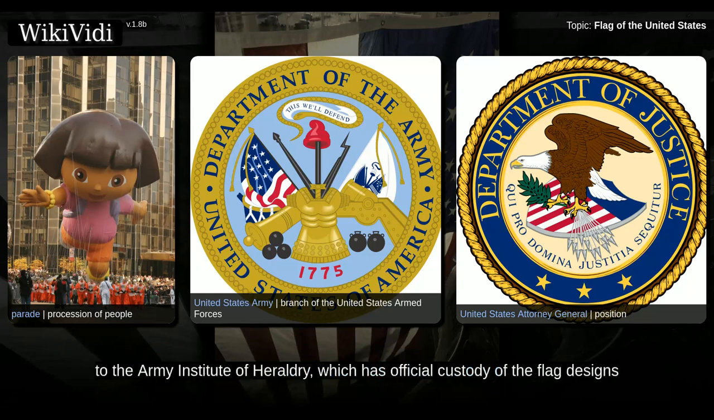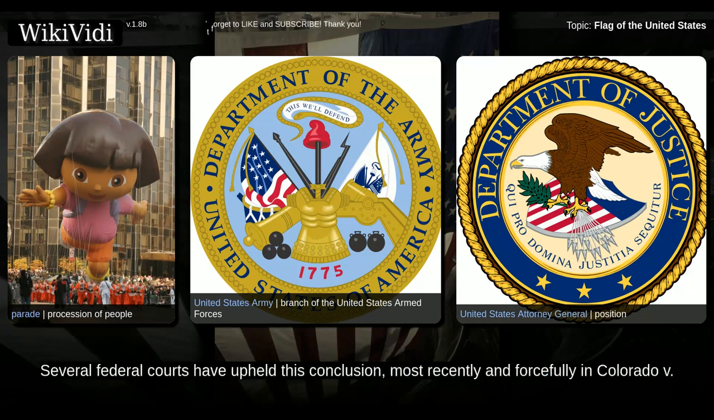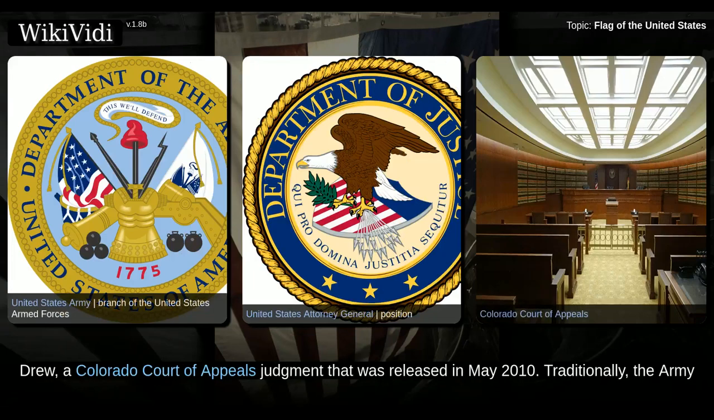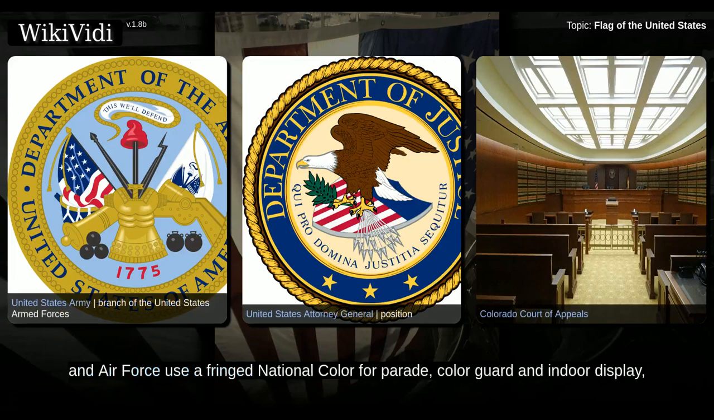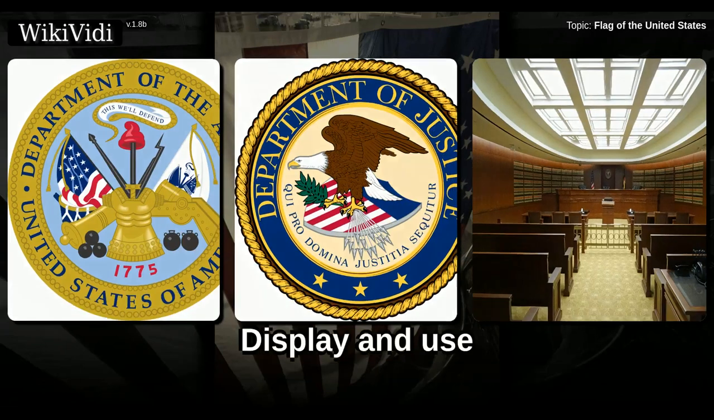However, according to the Army Institute of Heraldry, which has official custody of the flag designs and makes any change ordered, there are no implications of symbolism in the use of fringe. Several federal courts have upheld this conclusion, most recently and forcefully in Colorado v. Drew, a Colorado Court of Appeals judgment that was released in May 2010. Traditionally, the Army and Air Force use a fringed national color for parade, color guard, and indoor display, while the sea services use a fringeless national color for all occasions, display, and use.